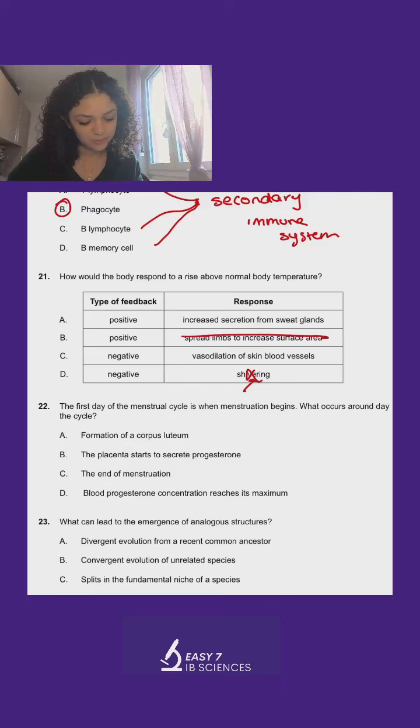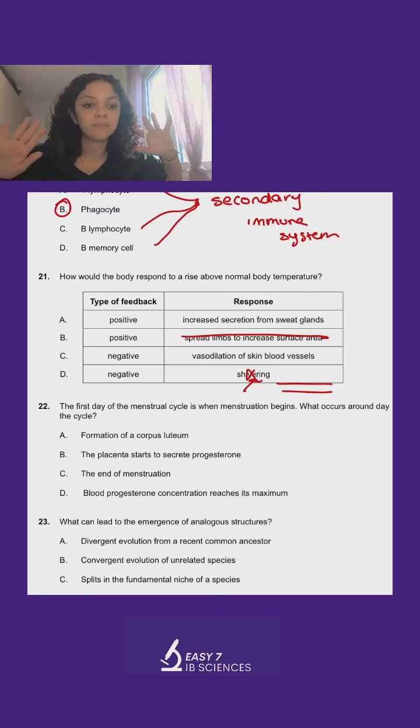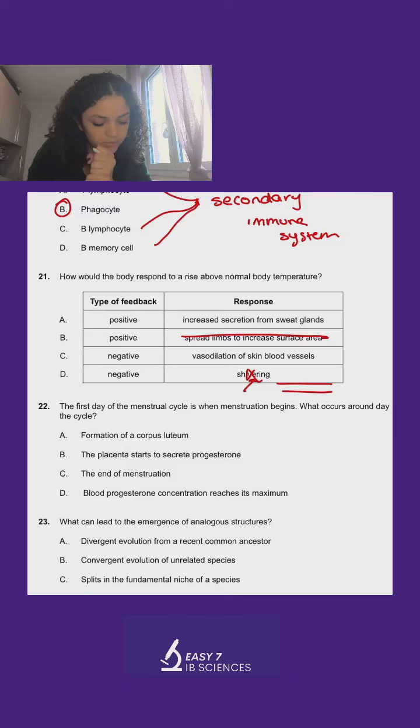Increased secretion from sweat glands and vasodilation of skin blood vessels. So, vasodilation of skin blood vessels. When your body temperature gets too high, why do our blood vessels dilate? It's to try to release or dissipate some of that heat energy. Okay? And when your body gets too cold, your blood vessels start to shrink, right? To try to maintain that heat energy. So this is sounding correct. And then what is the type of feedback? Is it negative or positive?